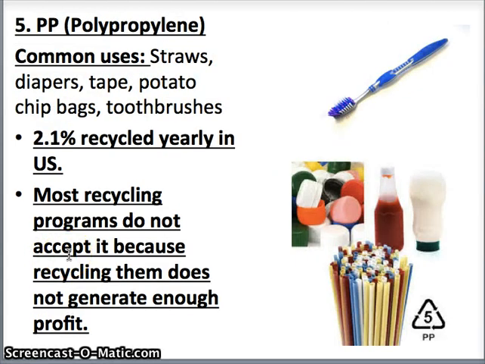Plastic number 5 is polypropylene, PP. And the common uses for this are straws, diapers, tape, potato chip bags, toothbrushes, and a lot of plastic bottle caps you can see here. Only 2.1% is recycled yearly, and again the same deal with this one is most recycling programs don't accept it because recycling them doesn't generate enough profit, and it's difficult to recycle them. Only certain places take the polypropylene.